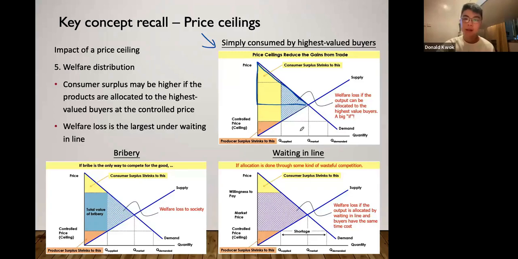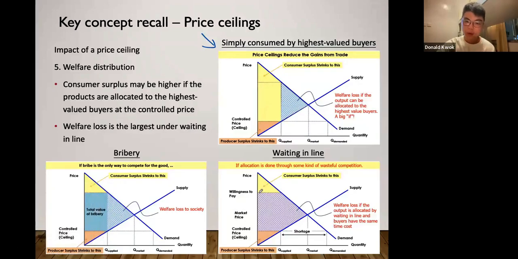Regarding the welfare loss, under the first allocation method, where the good is consumed by the highest value buyers, and under bribery, the welfare loss is simply the checked triangle here. But under waiting in line, the welfare loss will be much greater. As you can see, it's the whole big pentagon here.